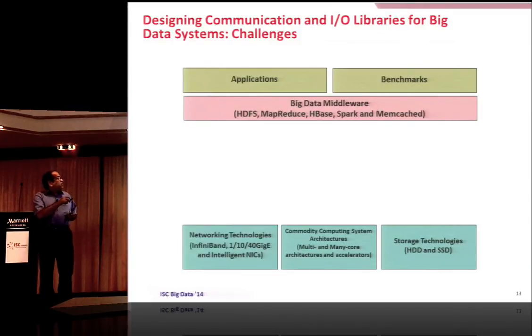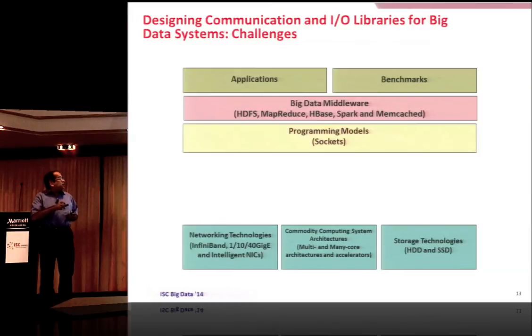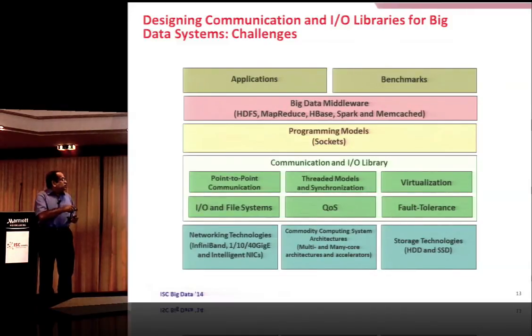But then these are written with some middleware. Here we are focusing on Hadoop and Spark. And these are written, as I indicated earlier, with sockets. So our first goal was to find out whether sockets are good enough. Or if not, can we try to replace them with something like RDMA and then see what kind of benefits we can achieve? And of course, to do that, we need to design communication and I/O libraries with all these different components like point-to-point, threaded model, and I/O file system.